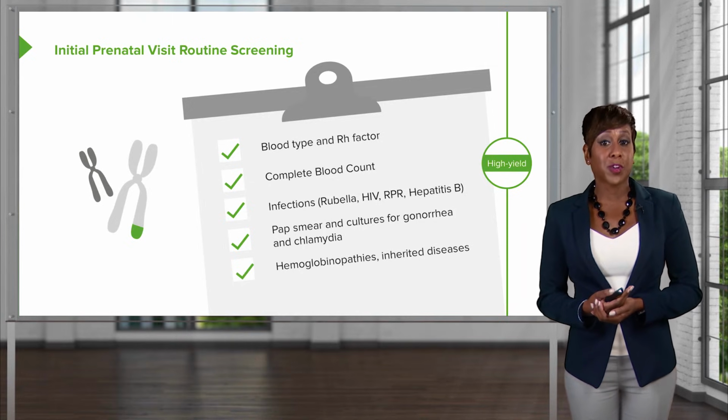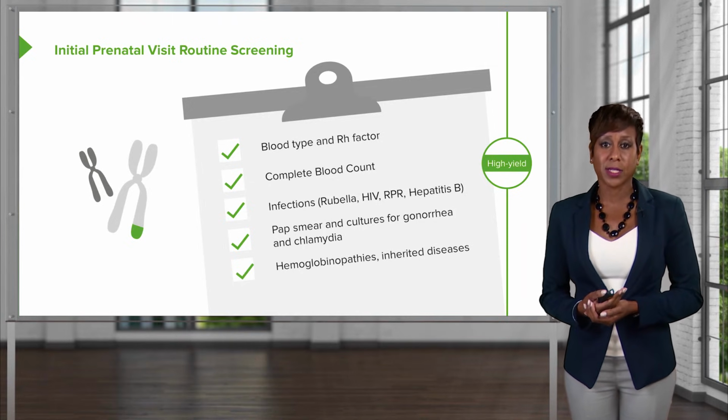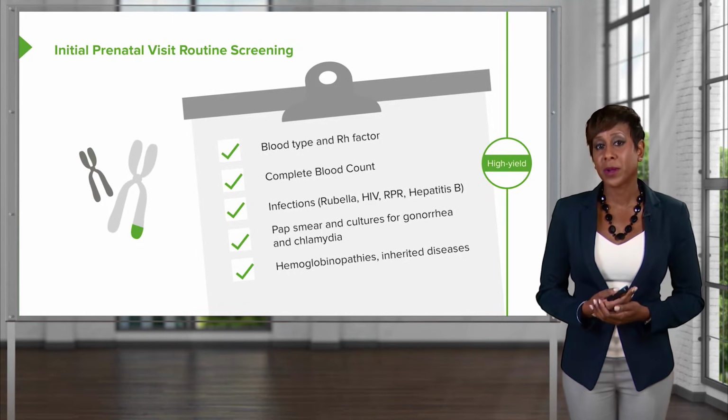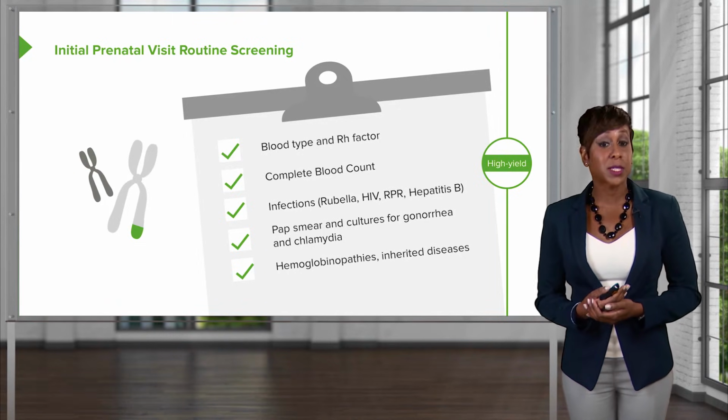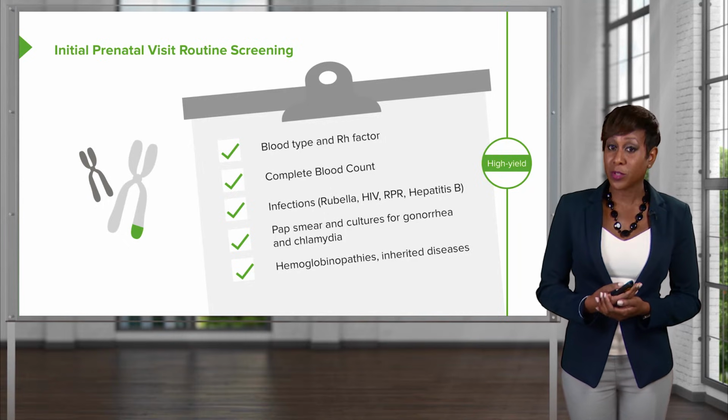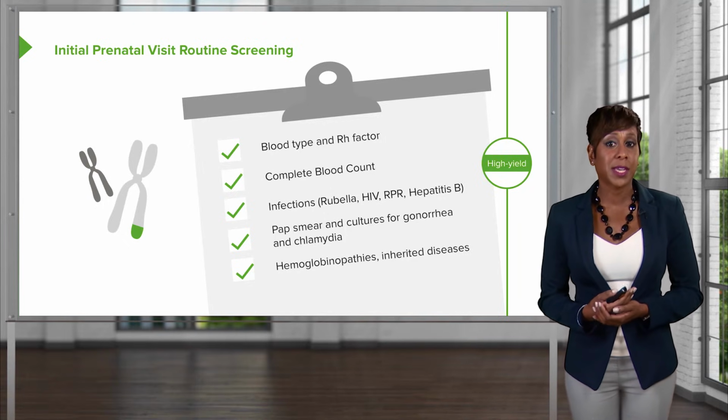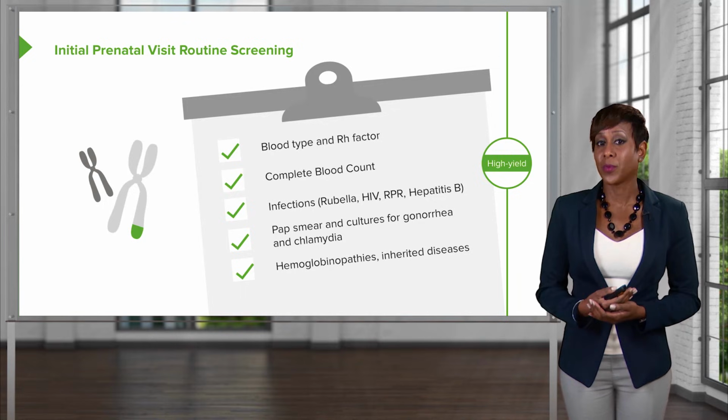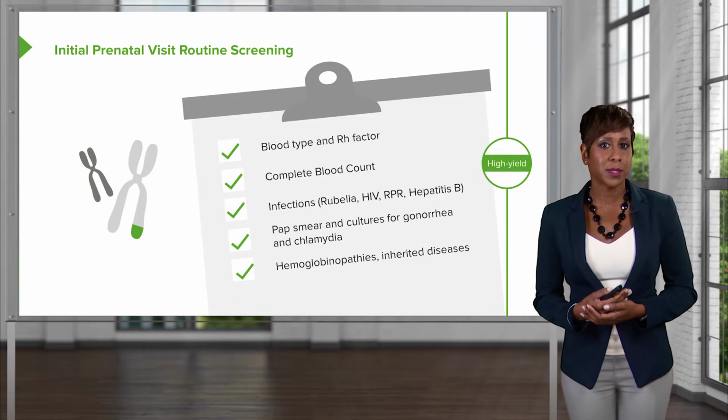Women should also be screened for hemoglobinopathies and genetic diseases. In particular, for African American women, they should be screened for sickle cell trait. For Ashkenazi Jews, they should be screened for Canavan's disease and for Tay-Sachs. And for Caucasian women, they should be screened for cystic fibrosis.